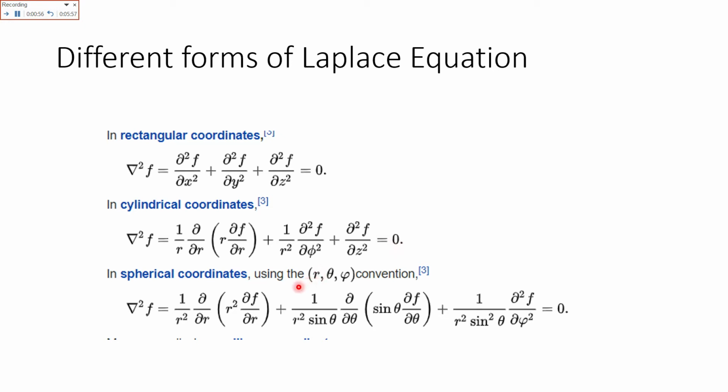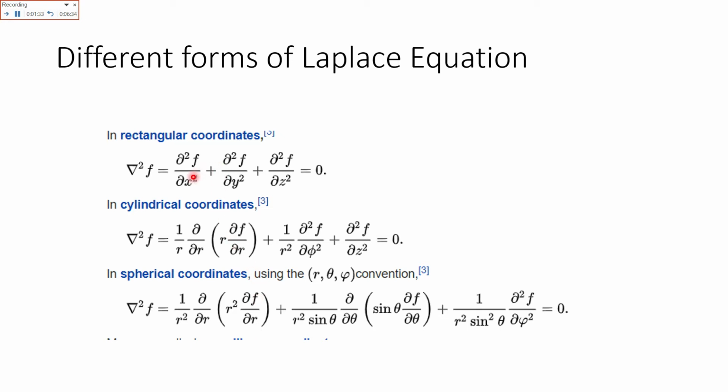And in the spherical form, where you have r, theta and phi: 1 over r square del over del r of r square del f over del r, plus 1 over r square sin theta del over del theta of sin theta del f over del theta, plus 1 over r square sin square theta del square f over del phi square, which is the spherical form of the Laplace equation. In all these systems, the given equations are in 3 dimensions. They can also be reduced to 1 or 2 dimensions.